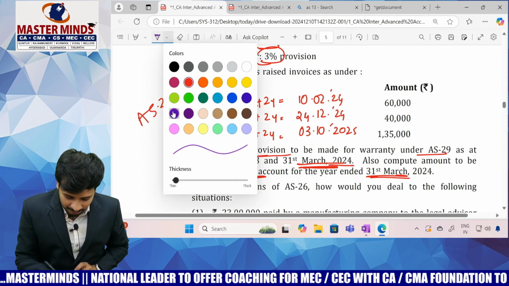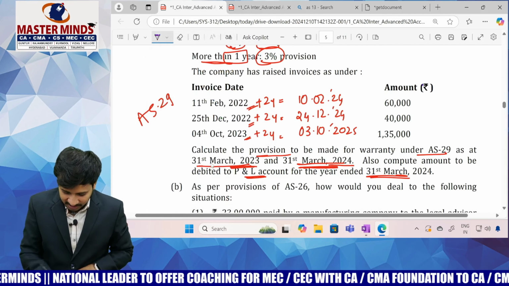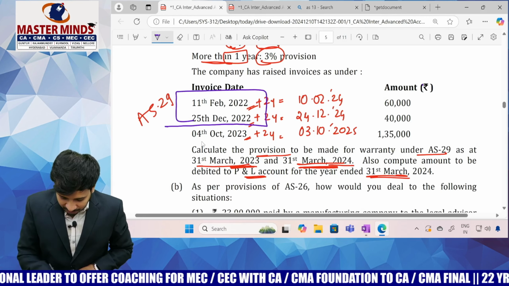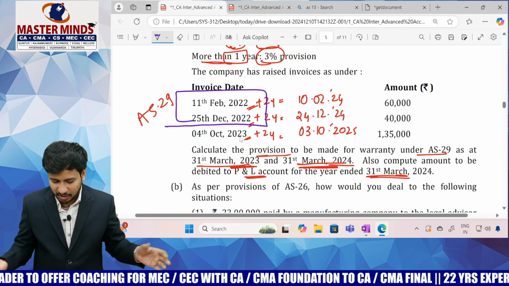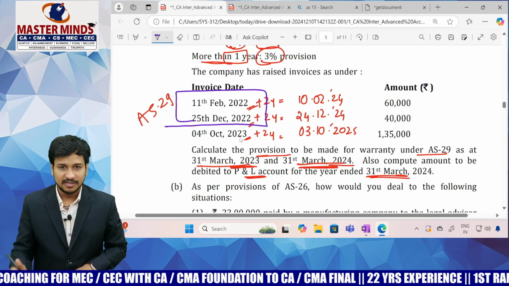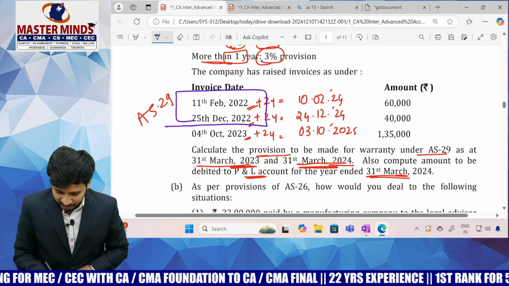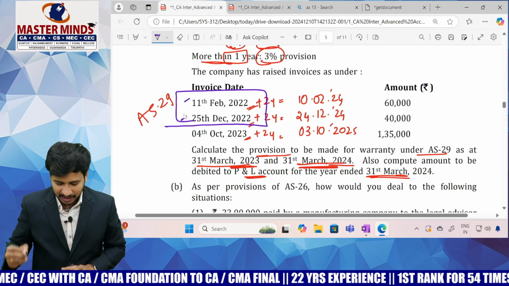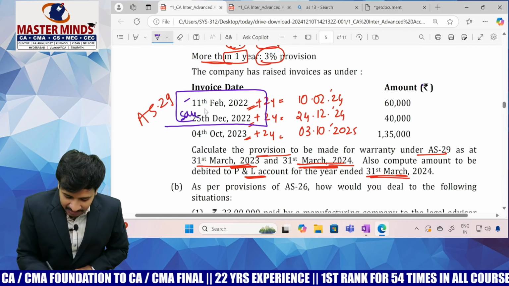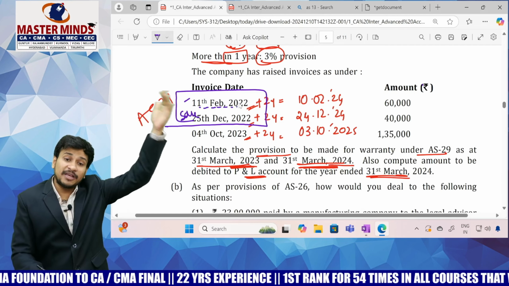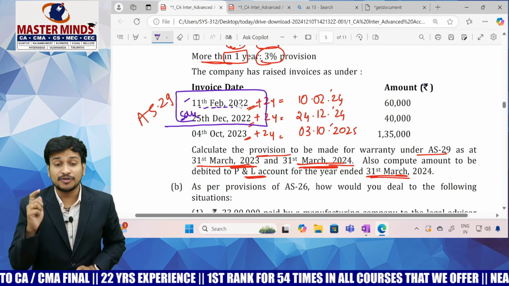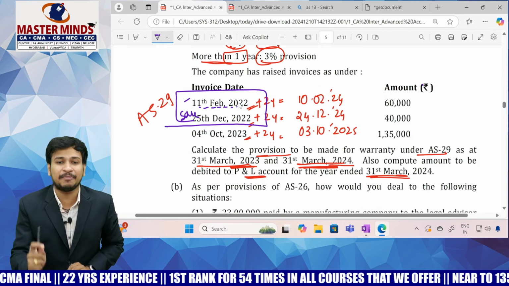Identify those sales which were happened on or before 31/3/2023. These two things. Because 4th October 2023 is not a sale happened on or before 31/3/2023. So on or before 31/3/2023, only these two were happened. Strictly speaking, in 22-23, only this sale is happened, and this sale is happened in the previous financial year, that is 21 and 22. But for creating the provision, you need to consider the balance of warranty period.